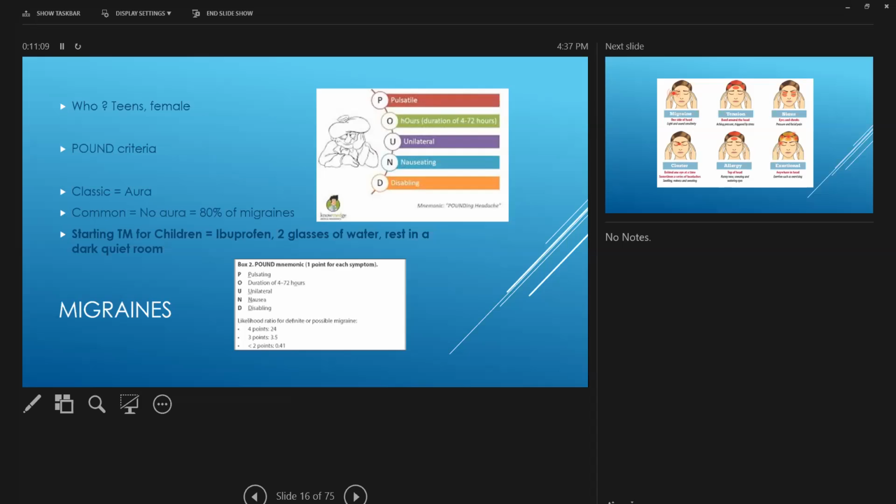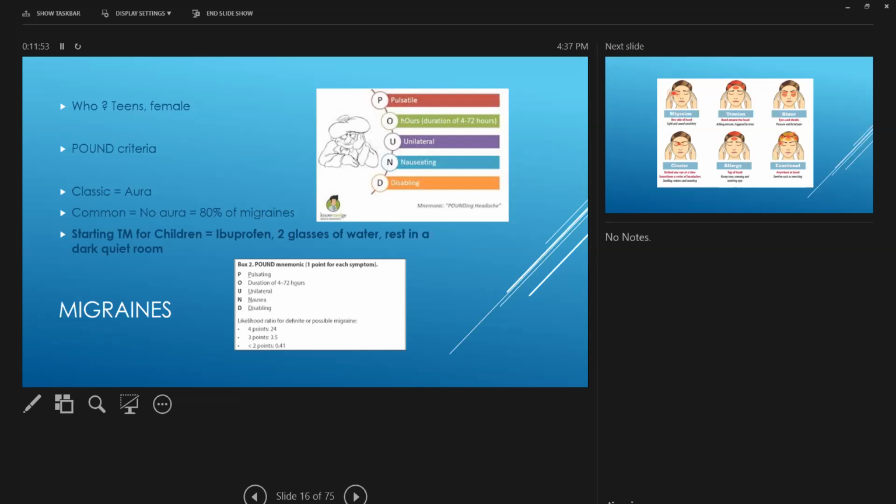So there's this POUND criteria that we use when we're assessing for a migraine headache, or we're just trying to figure out, well, is this a migraine or is it a tension headache? What kind of headache am I dealing with here? So the POUND criteria is just a mnemonic that we use to assess if it is possibly a migraine or not. So a migraine is generally pulsatile. It has a duration from 40 to 72 hours. It's usually unilateral. It's associated with nausea and can be extremely disabling for the patient. So they got to go in a quiet room. They can't be exposed to a lot of noise, all those kind of things.